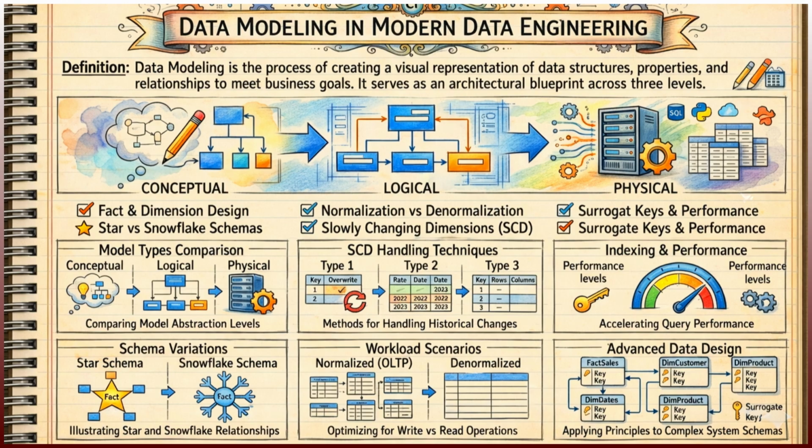Think of your indexing and partitioning as the speedometer of your cluster. A well-indexed table can mean the difference between a query that takes seconds and one that takes hours. By strategically applying surrogate keys and performance tuning, we ensure that the architectural blueprint we started with actually delivers at scale.